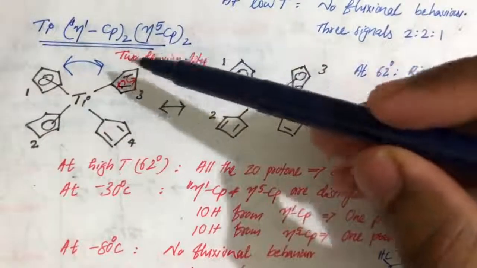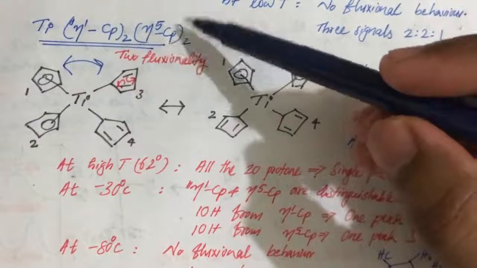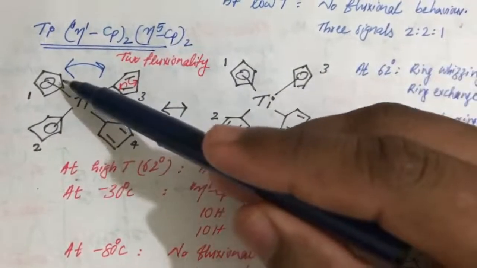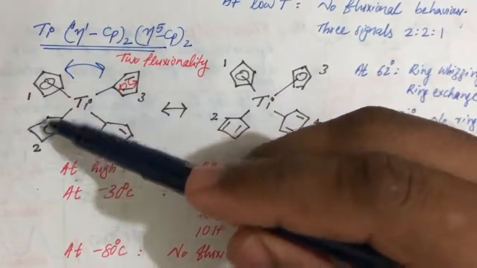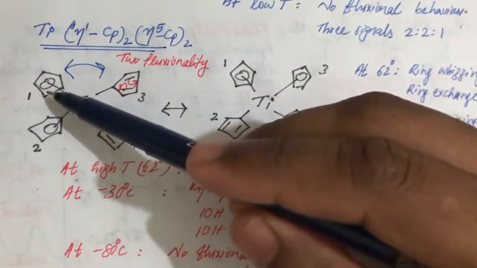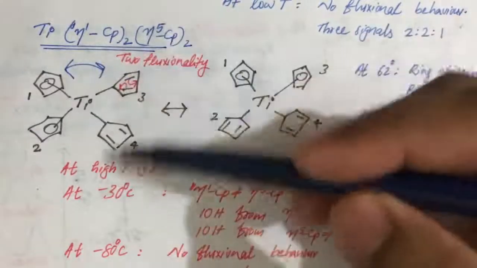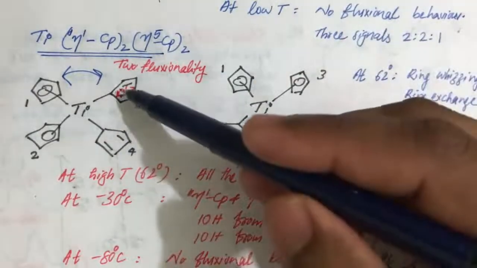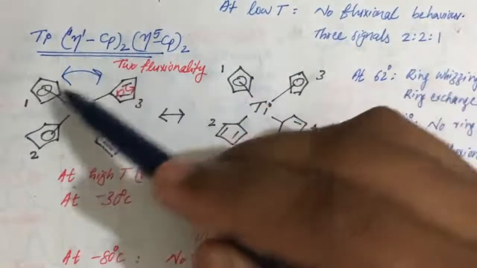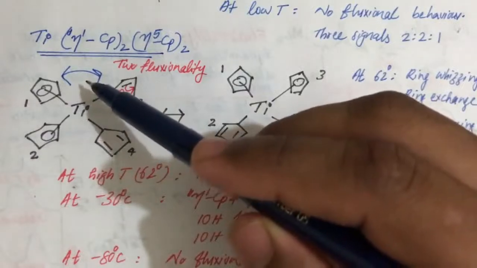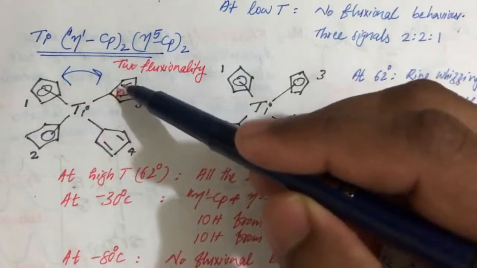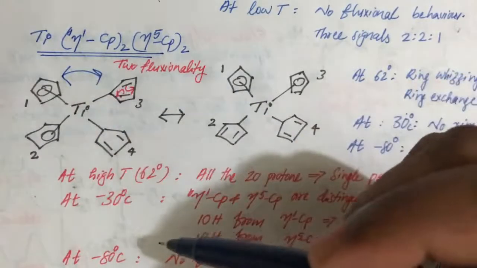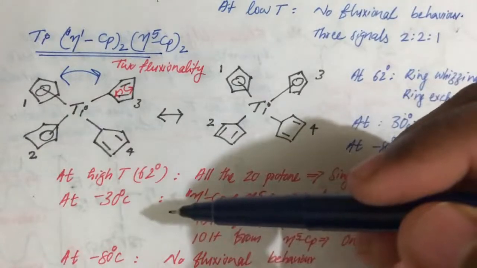Another interesting organometallic complex showing fluxional behavior is this complex. Here 2 Cp, that is cyclopentadienyl ligands, have hapticity 5 and 2 have hapticity 1. The fluxional behavior is that these 2 ligands can interchange. That is, it can change from hapticity 1 to hapticity 5, and hapticity 5 to hapticity 1. That is one mode of fluxional behavior.